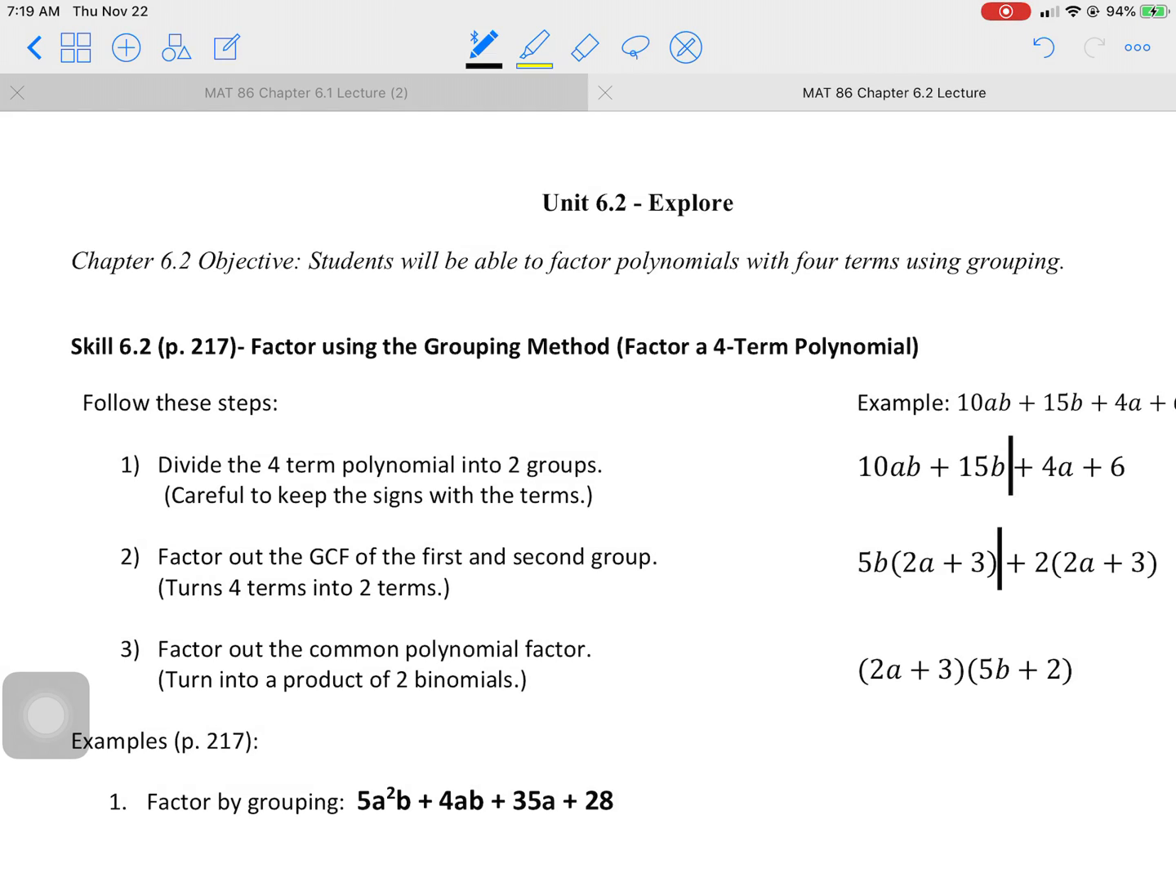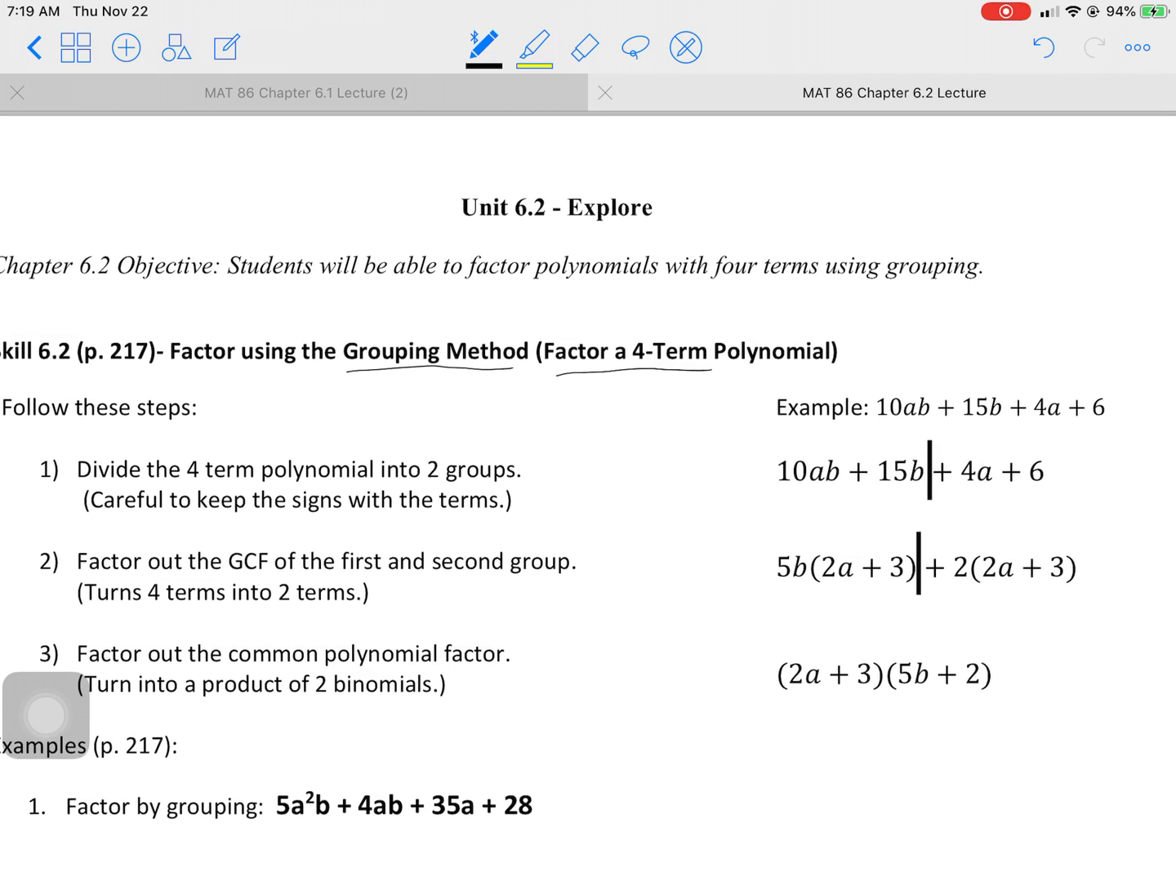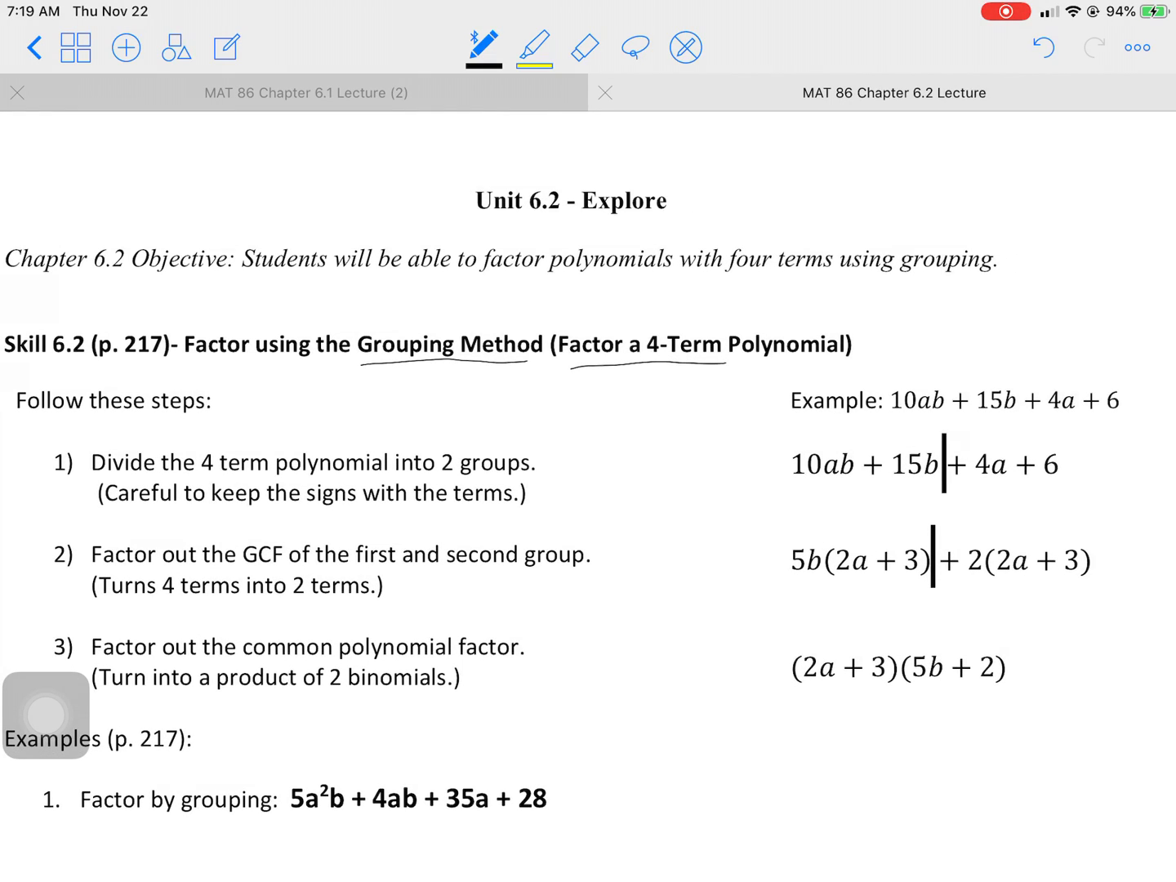All right, so let's factor using the grouping method. We use the grouping method when we're factoring a 4-term polynomial. So look at this example here. 1, 2, 3, 4 terms. It's a polynomial because it has numerical coefficients, and then they have variables. So you have 3 variable terms and a constant term.